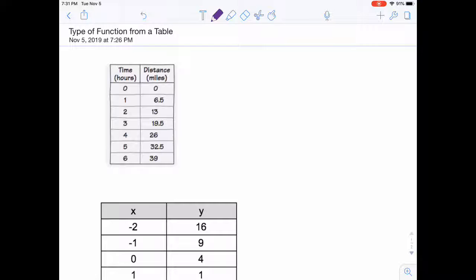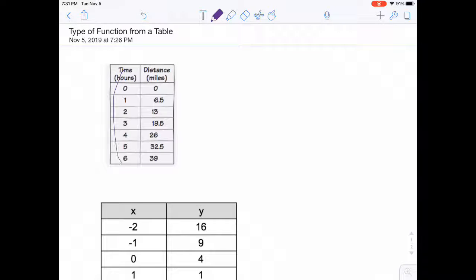Today we're going to look at what types of functions you could see from a table. So the three options we have are linear, quadratic, or exponential, and we talked about these in class. For the first example here, I want to check the first differences. If the first differences are constant, it's going to be linear.